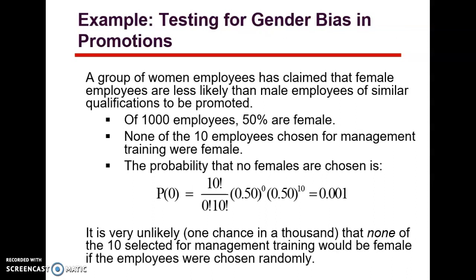So suppose you have a group of women and they claim that they're less likely to be promoted than the male employees. And we have exactly 500 employees that are female, 500 employees that are male. And 10 were chosen from management, but none of them were female. What's the probability that this would actually happen randomly? So you plug it in, check out the answer, and it says 1 in 1,000. So that seems pretty unlikely. This is what they use when they're going to court as an example of how stats help win court battles or lose them sometimes.